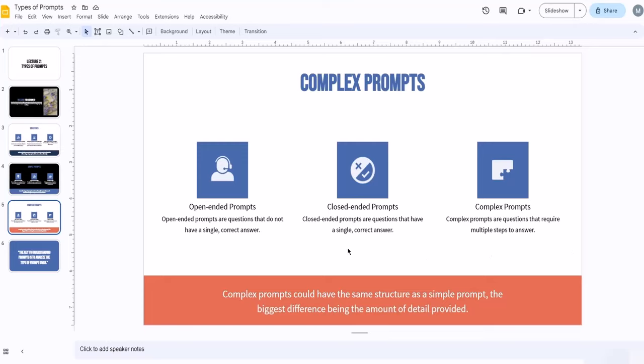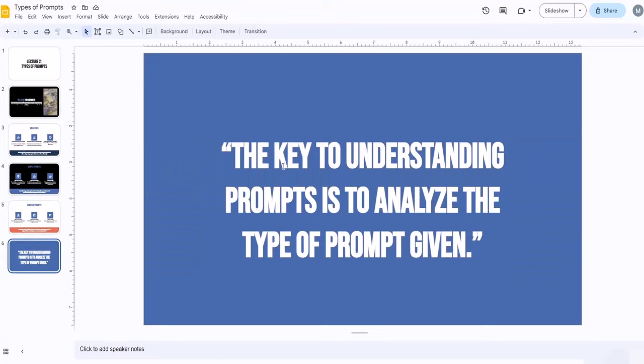You know, that's pretty much it for the main types of prompts. And the key to understanding prompts is to analyze the type of prompt given. And this is what we will do in the following lessons. We will go ahead in ChatGPT and we will start crafting prompts. So let's end with the slides.